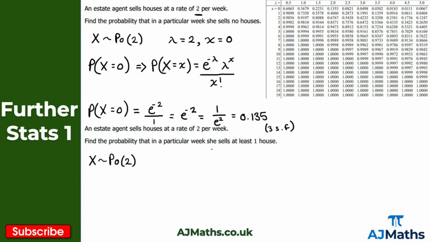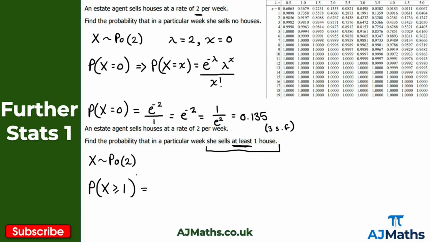Now the wording is important here, so the probability that she sells at least one house. So at least being the key words here. In that case, what I'm looking for is the probability that x is greater than or equal to 1. If we're looking for at least 1, then we're saying it's greater than or equal to 1.